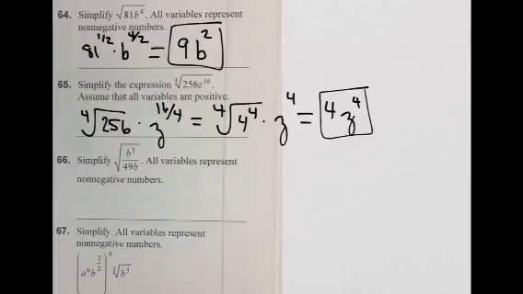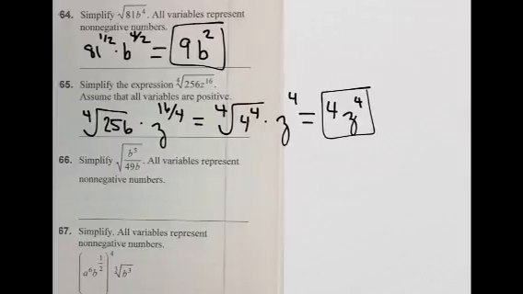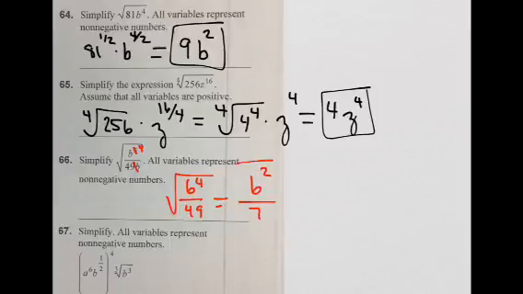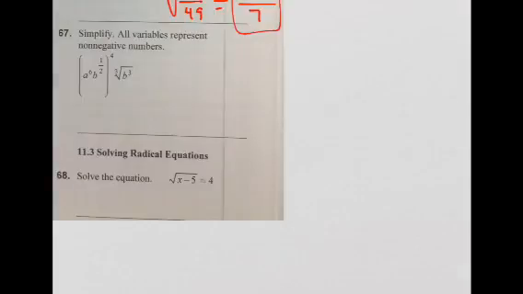For 66, the first thing I'm going to do is reduce the b's, because I have a b in the denominator and b to the 5th in the numerator, so cancel that one, and then that becomes a 4. So I have the square root of b to the 4th over 49. So the square root of b to the 4th is b squared, and the square root of 49 is 7, and that's all.